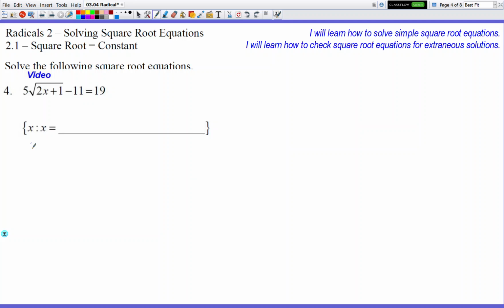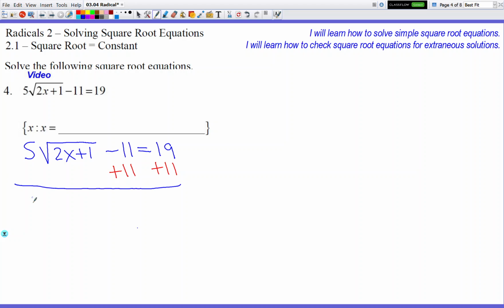Okay, so we got 5 times the quantity, 2x plus 1, in the square root rather. Okay, I kind of said it wrong, sorry about that. Minus 11 equals 19. Okay, so let's start playing with some numbers. We're going to add 11 on both sides. And we get 5 times the square root of 2x plus 1 equals 30.